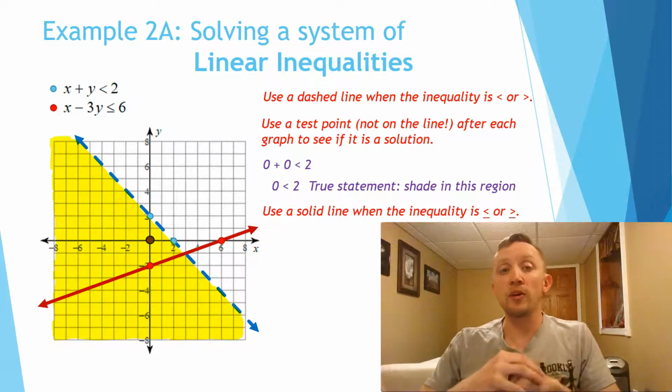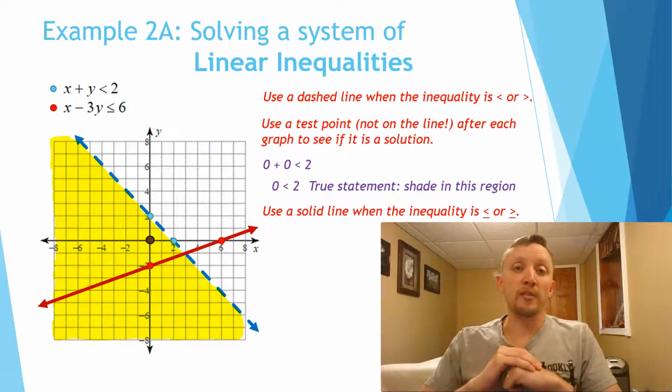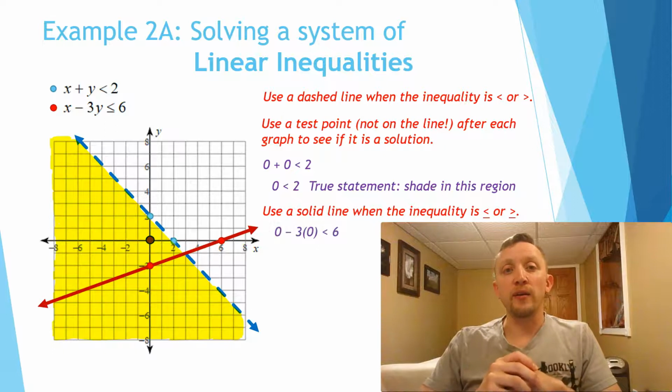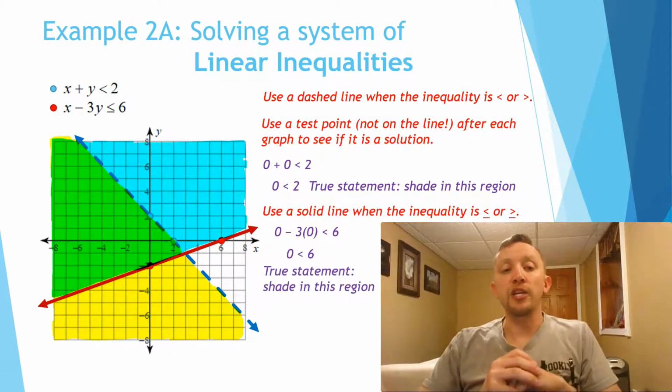Now if you notice, 0, 0 is not on the line, so just like before, I can use 0, 0 as my test point. So if I put 0 in there for x and 0 in for y, guess what? It's going to be really easy again. We get the statement 0 is less than 6. Is that true? Is 0 less than 6? Yeah, it is. So we're going to shade everything above the red line. So we're going to shade everything above that.